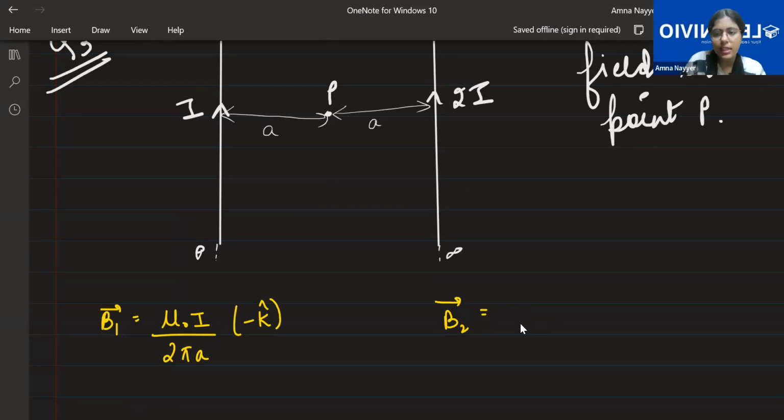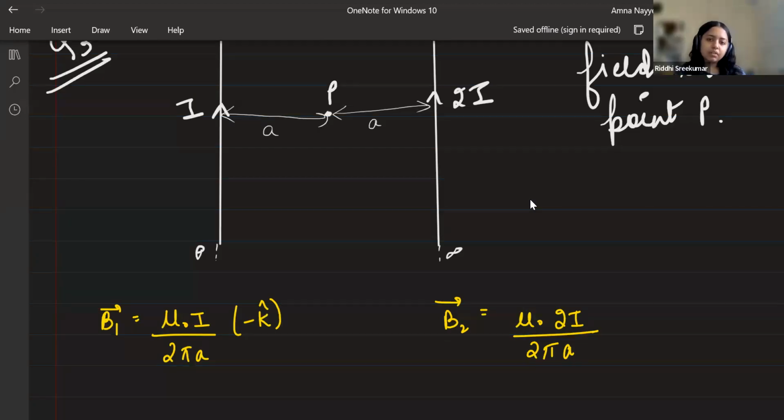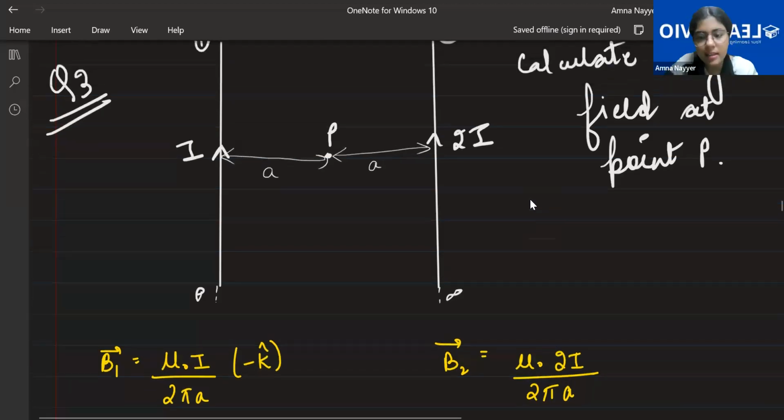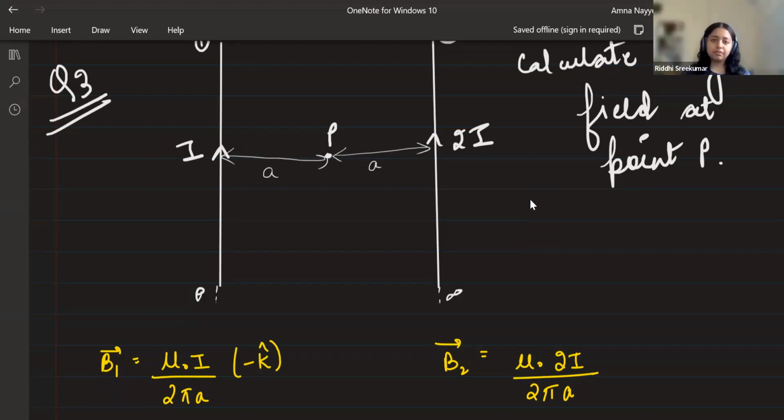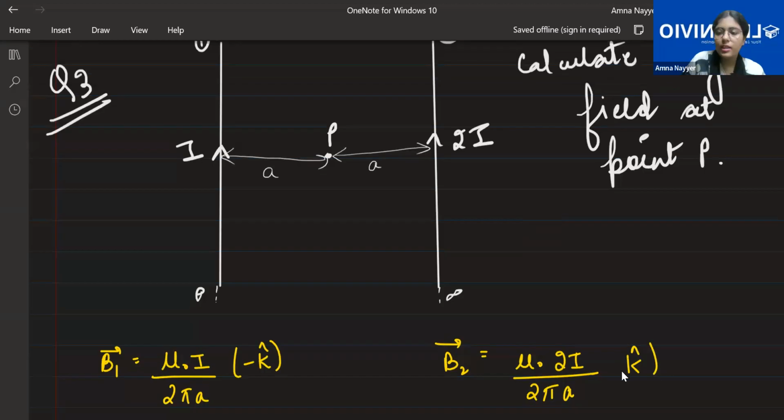Okay, coming to B2. See, mu naught, but current is 2I. So this time we'll put 2I divided by 2 pi A. Now, can we not cancel the 2 and 2, the 2 of I and 2 of the denominator? Yes, we can cancel, because now these are just separate formulas which can be resolved. Its direction is outwards, so k cap.